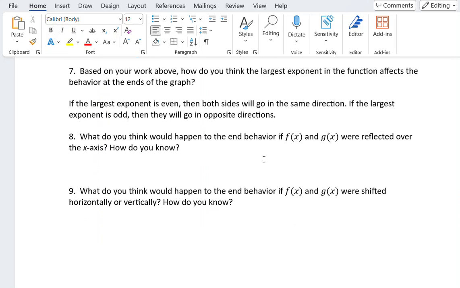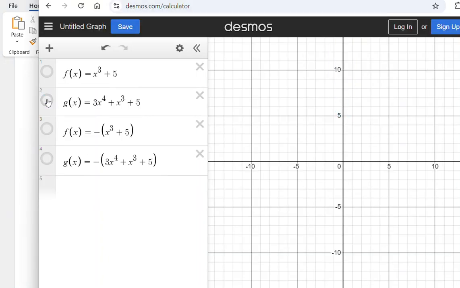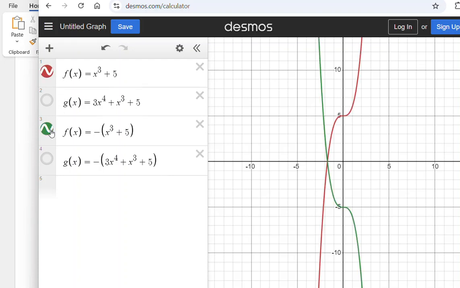Question 8 says, what do you think would happen to the end behavior if f of x and g of x were reflected over the x-axis, and how do you know? So let's start with f of x. Here is our original function in red, and here is the function reflected over the x-axis. So we're reflecting it vertically over the x-axis, and that's going to make the green graph. Now what happens here is that the end behavior is opposite. So on the left side, as x becomes more and more negative, the y values are increasing. And as x becomes larger and larger in the positive direction, the y values are decreasing.